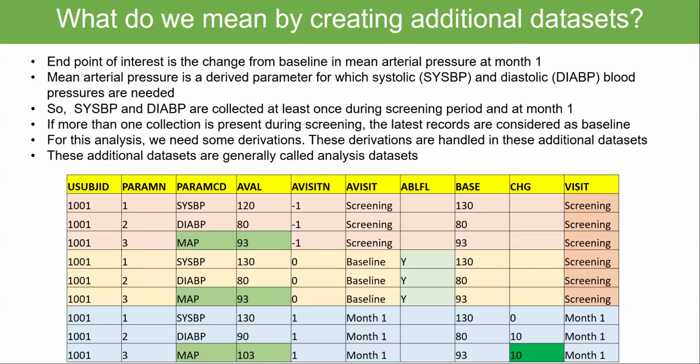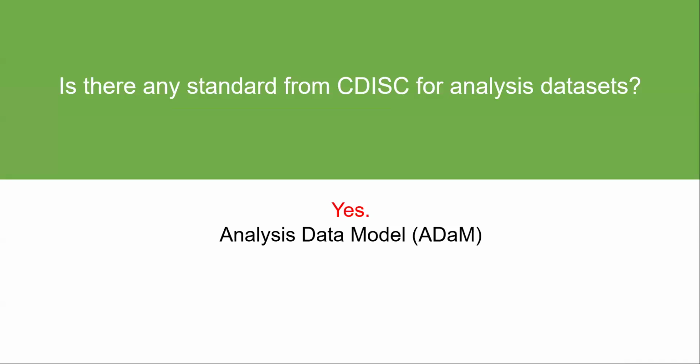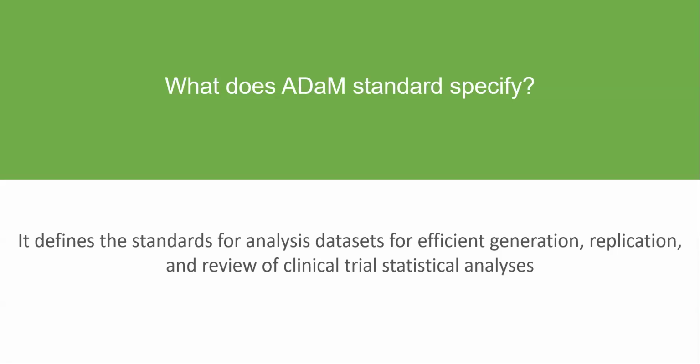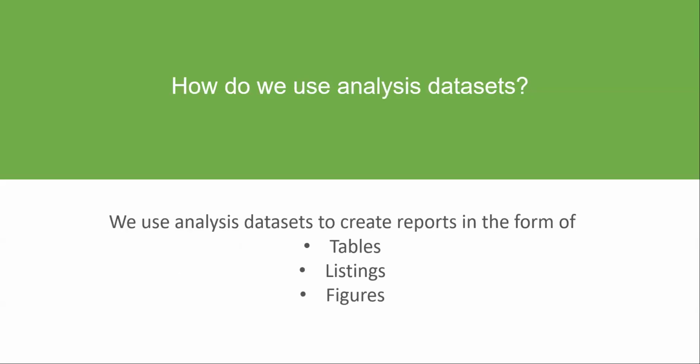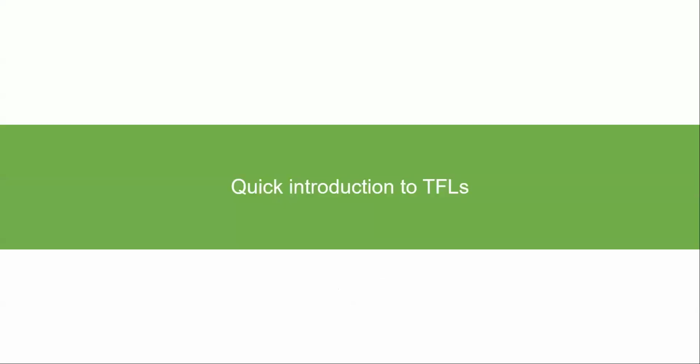These additional datasets are generally called analysis datasets. So is there any standard from CDISC for analysis datasets? Yes, and we call it the Analysis Data Model, ADaM. So what does the ADaM standard specify? It defines the standards for analysis datasets for efficient generation, replication, and review of clinical trial statistical analysis. So how do we use these analysis datasets? We use these analysis datasets to create reports in the form of tables, listings, and figures.